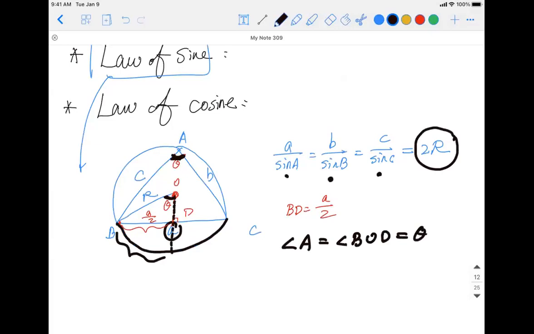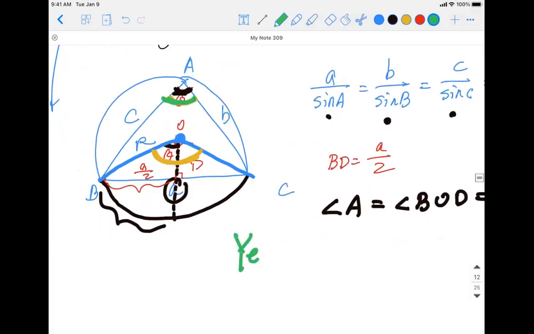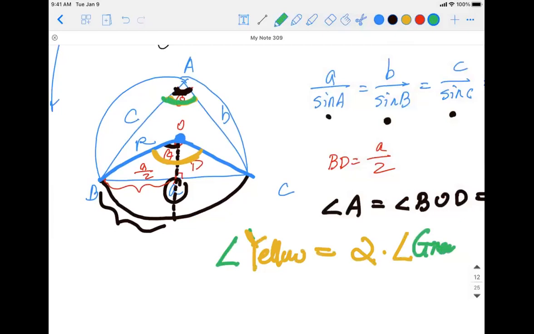Okay, no problem, I'll let you know. So let's step back one. If I do a quick connection between here and here, let me ask you something. This yellow angle and this green angle, angle yellow is actually twice angle green. Can you understand this? Angle yellow is twice angle green.